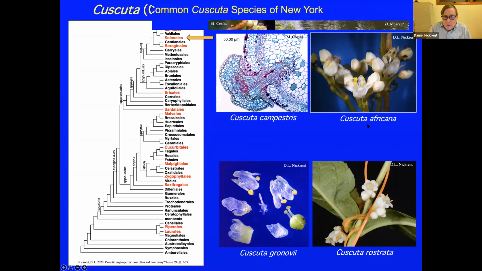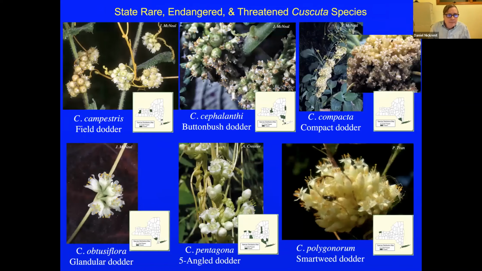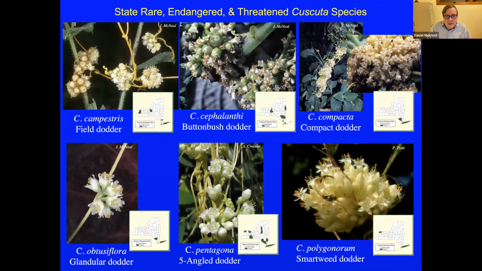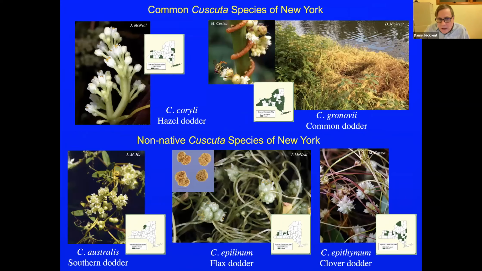So let's have a look in New York, though. This is what we have. Start off with Cuscuta campestris. Oh, this is becoming very annoying. It's going forward on me. I'm going to not touch the mouse, maybe. I will leave that alone, and I'm going to use the keypad.